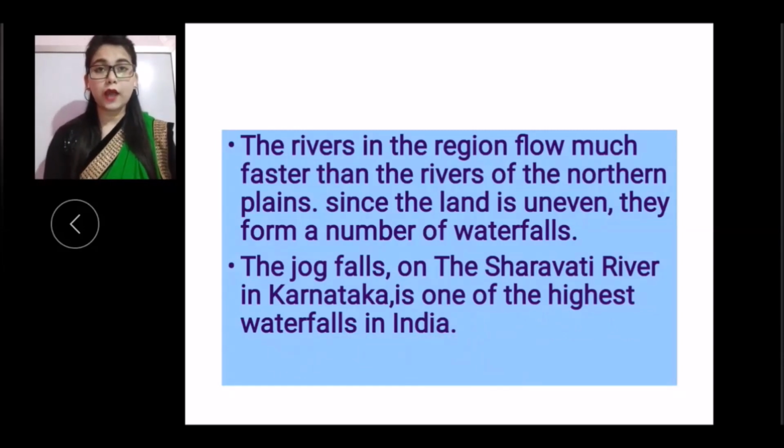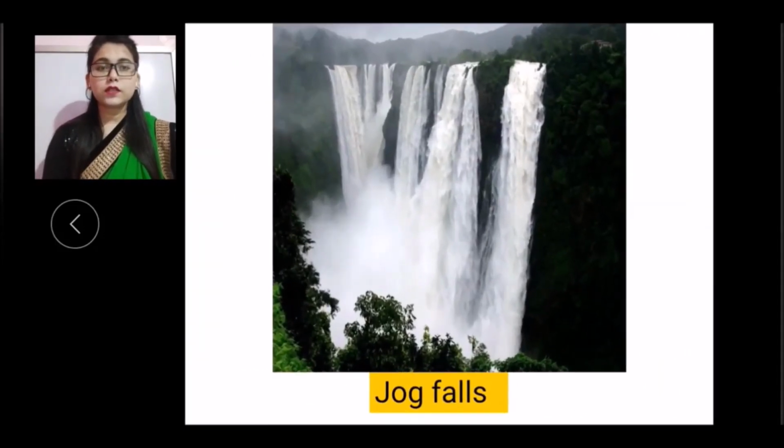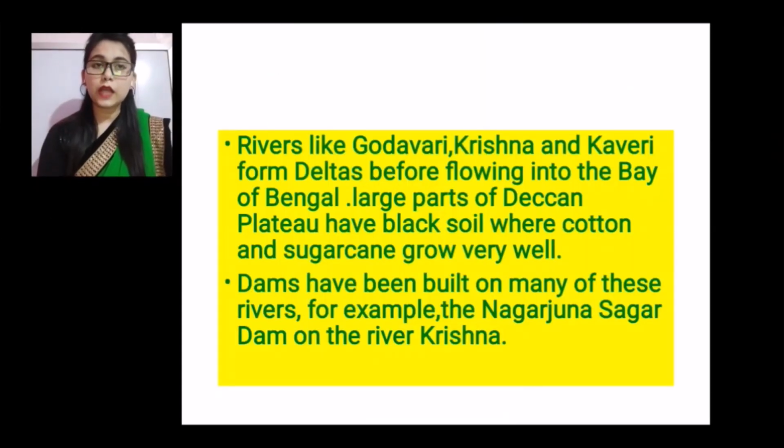So this you have to keep in your mind. The Jog Falls on the Sharavati River in Karnataka is the highest waterfall in India. Now we will see the picture of Jog Falls. So this is the beautiful picture of Jog Falls. Rivers like Godavari, Krishna and Kaveri form deltas before flowing into the Bay of Bengal. Large parts of the Deccan Plateau have black soil where cotton and sugarcane grow very well.